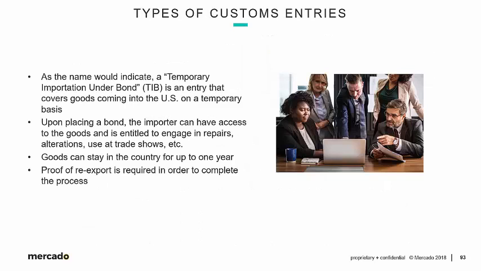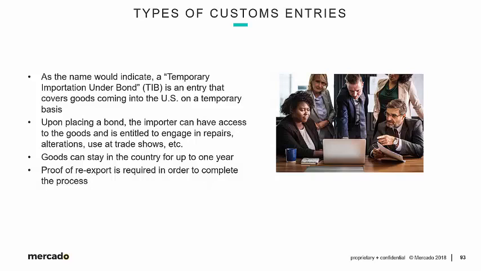Moving on to a TIB. As the name would indicate, a temporary importation under bond is an entry that covers goods coming into the U.S. on a temporary basis. They're going to come in, and it's known in advance that after a certain period of time, they're going to go back out to wherever they came from or to another country. A temporary import bond, the longer name being the temporary importation under bond.